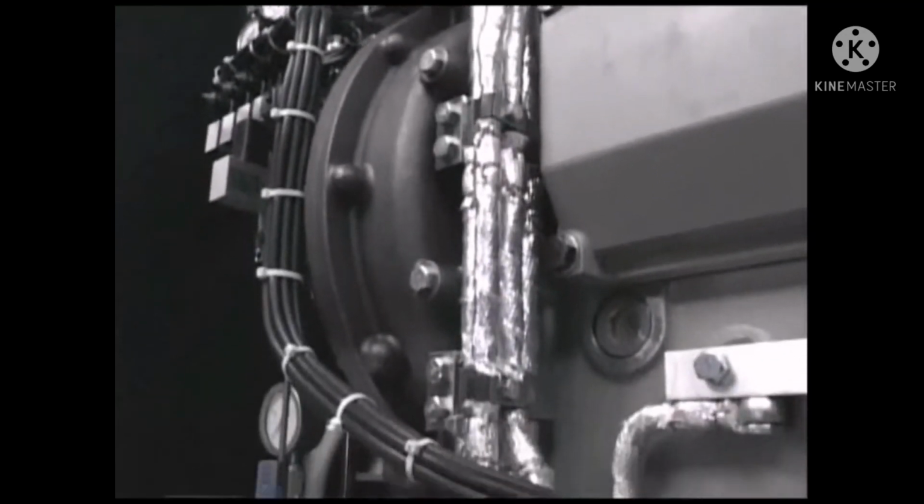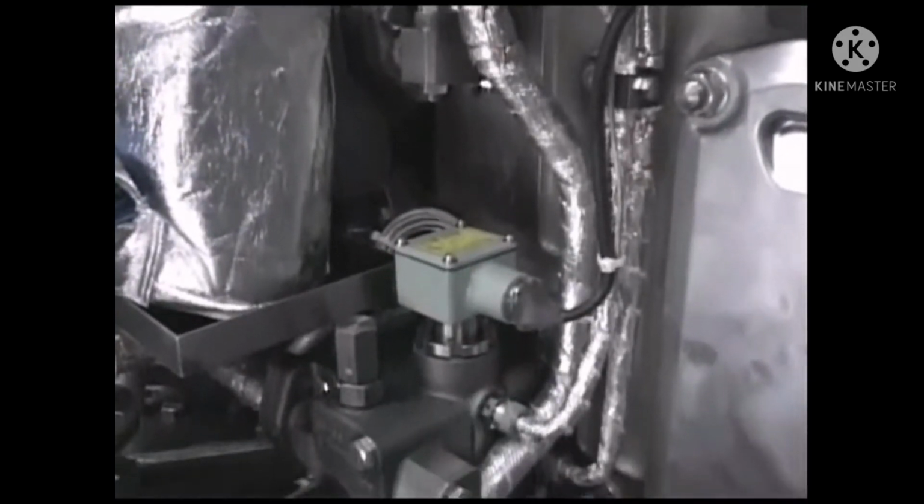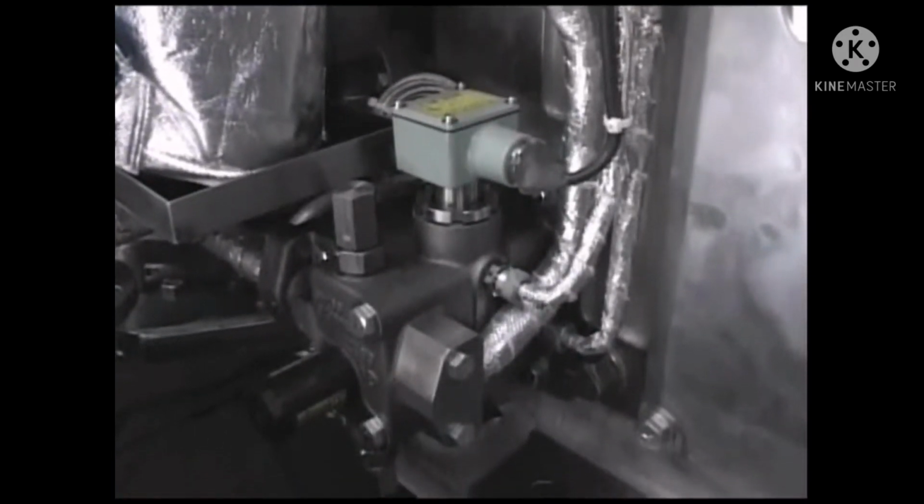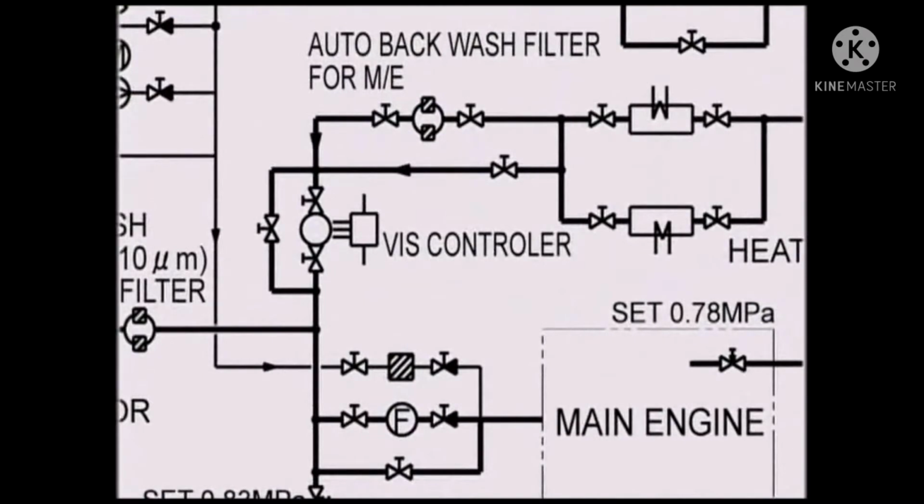The regulating valve of fuel oil is equipped at the edge of the fuel oil return pipe. Also, the settings of the viscosity controller must be adjusted in such a way that the temperature satisfies the specified value at the engine inlet.